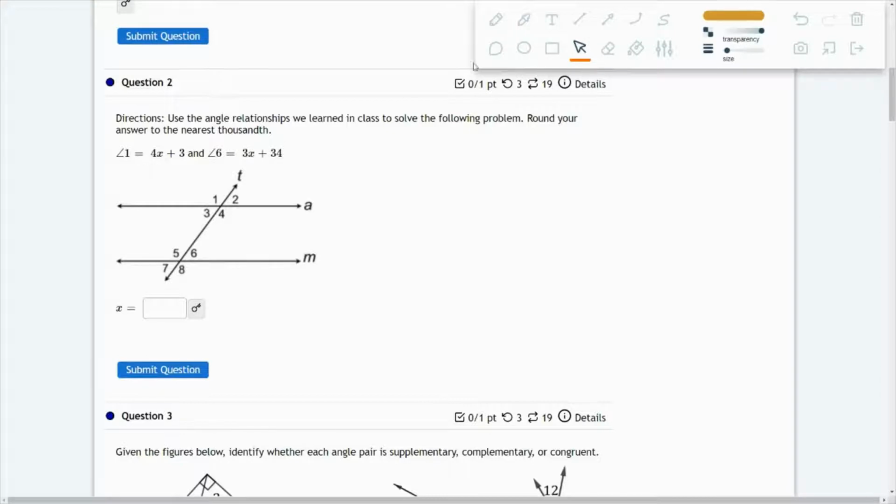We have angle 1 and angle 6. Again, make some markings here. This angle and this angle. So right away, we actually don't have a relationship that describes these two. However, I know that angle 1 and angle 4 are the same because they are vertical angles. So angle 1 is congruent to angle 4 because vertical angles are congruent.